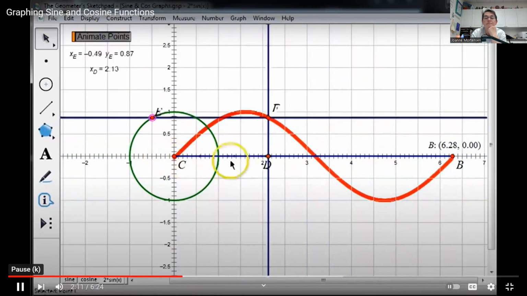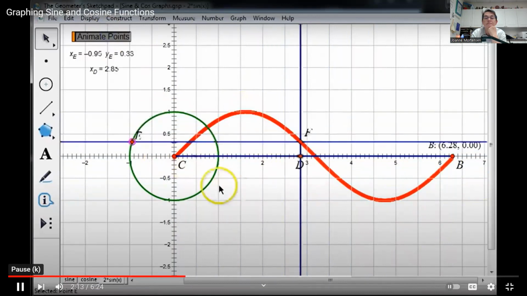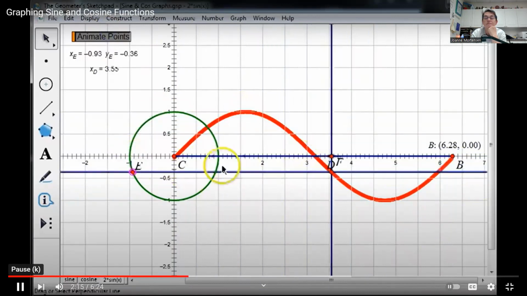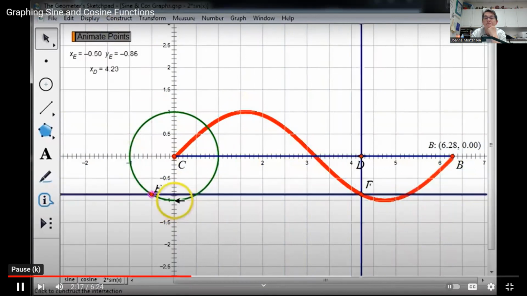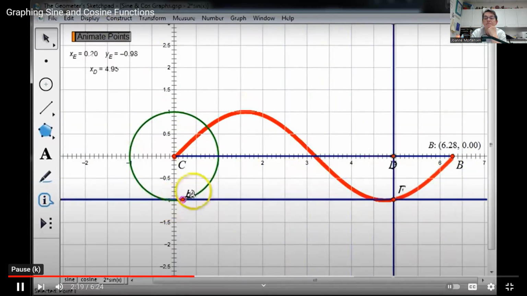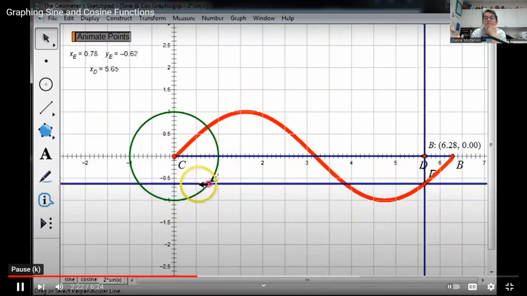At pi over 2, it hits a maximum. At pi, it's 0. At 3 pi over 2, it hits a minimum. And at 2 pi, it's back to 0.